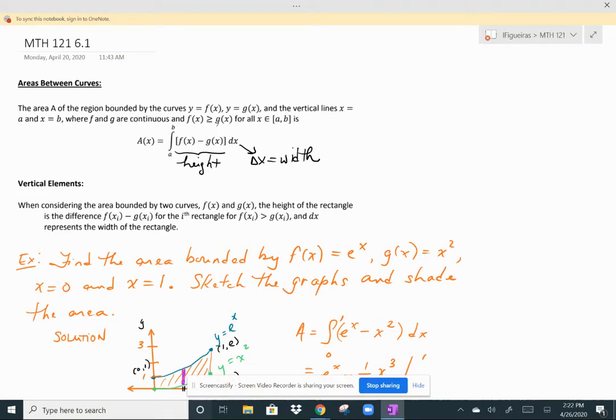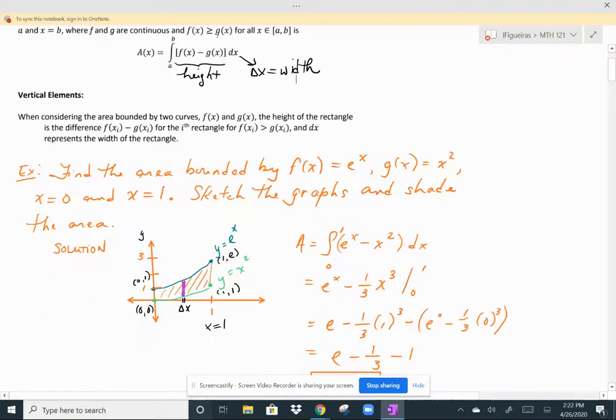So here's an example below in orange. We want to find the area bounded by f of x equal to e to the x, g of x equal to x squared, x equal to 0, and x equal to 1. So x equal to 0 is the y-axis. x equal to 1 is here to the right. e to the x is larger than x squared between 0 and 1.